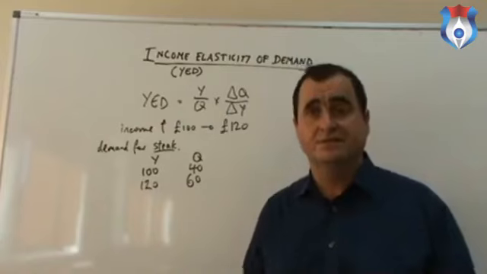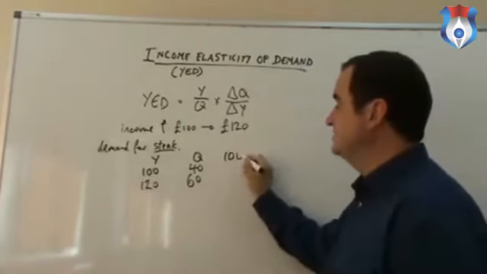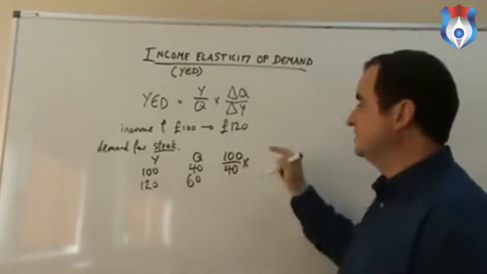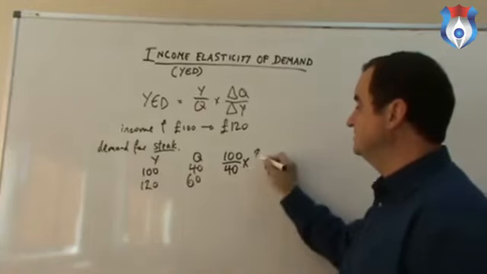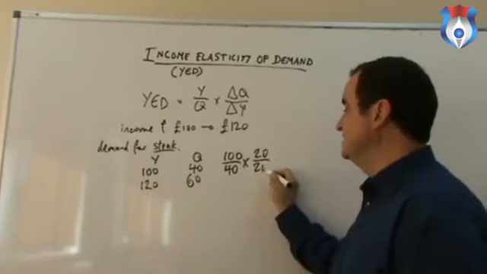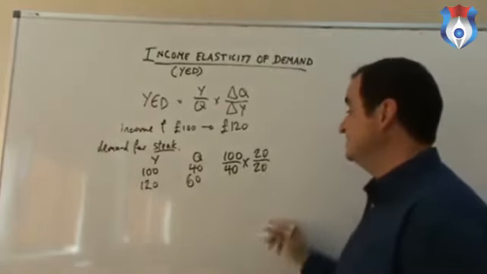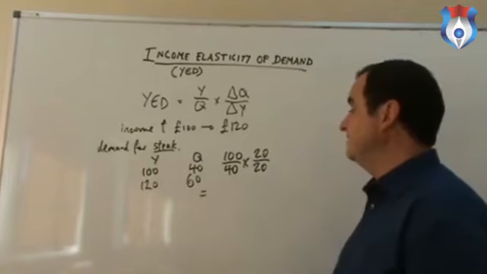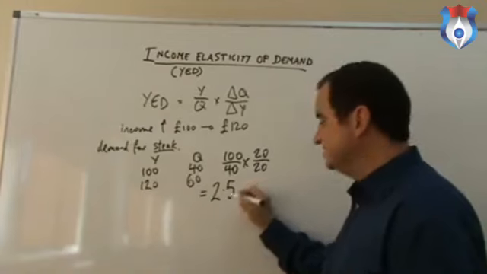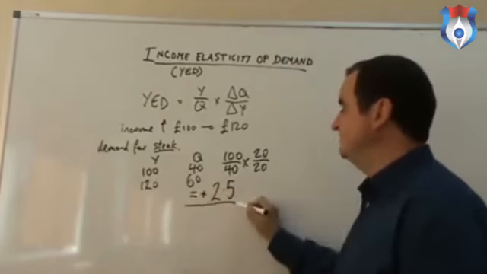Let's calculate the value of the YED. Well, Y over Q is 100 divided by quantity 40, times the change in quantity. Well, quantity rose by 20, so 20 divided by the change in income. Well, that's also 20. So 100 over 40 times 20 over 20, if you do the maths, you'll find that that comes to, I hope, 2.5. And it's positive. Okay, in fact, I should have written that equals plus 2.5.